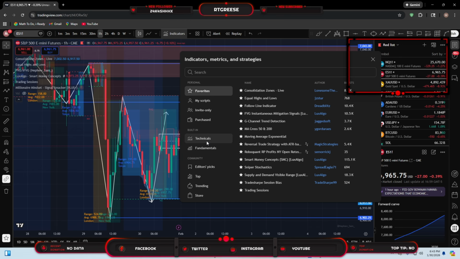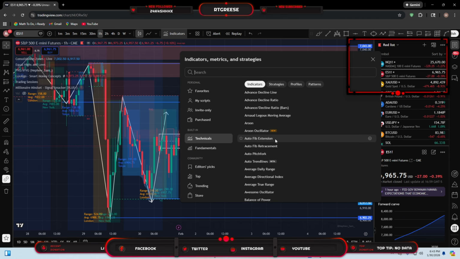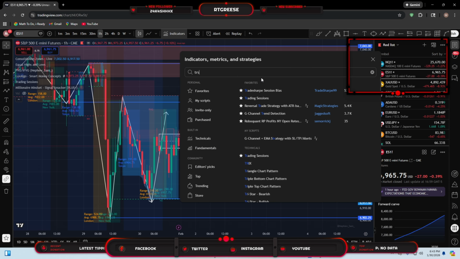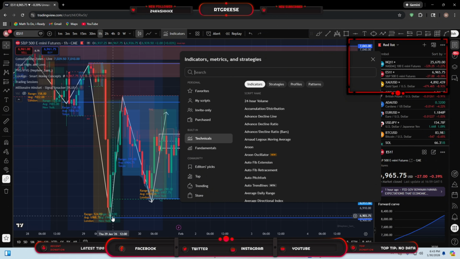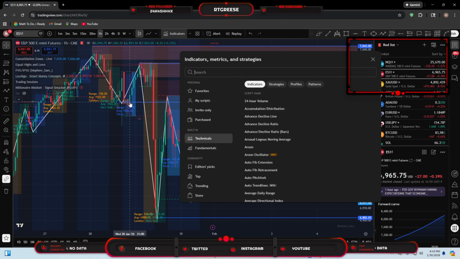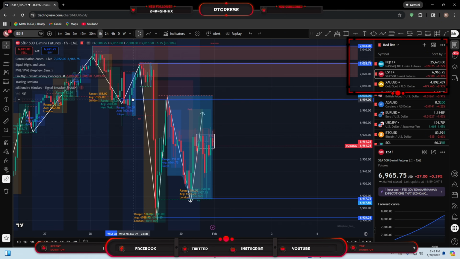Trading sessions, you can find this in the technicals, indicators, and you just type in trading sessions. This is a regular technical indicator. I use that for previous sessions. Look, boom, boom, marking up my previous sessions. Really, this should have been the low. This candle. No, I was right. It was this one. Yep. So those are my previous sessions.